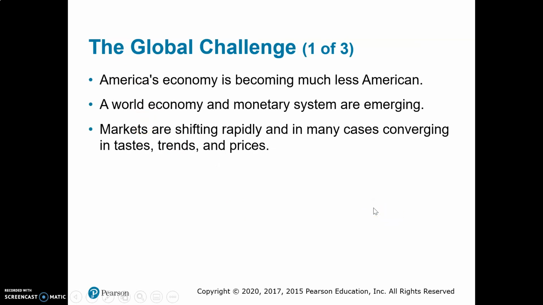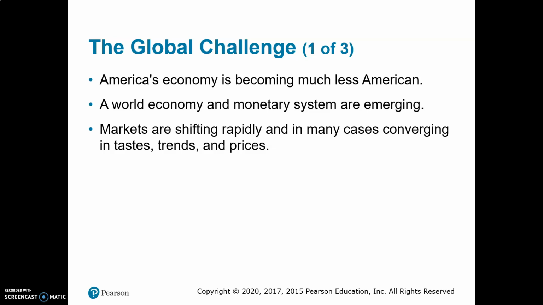The global challenge. So obviously, America's economy is becoming much less American, as they put it here, or we are just becoming a much more diverse and global world in general. So we're kind of seeing this emergence of a world economy. We're seeing monetary systems that are converging. We saw this with the euro. But then we also recently saw Brexit. If you don't know about that, you can look it up. The UK kind of said, no, we don't really want to be part of the European Union anymore. So, those are some of the challenges in this global economy.